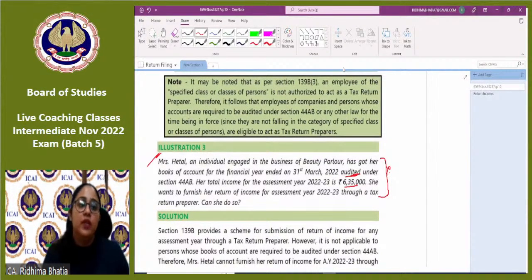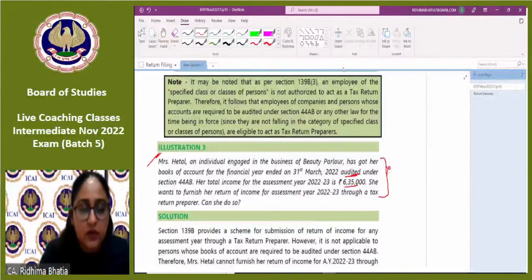Okay? Whenever you're applying for PAN, you will have to quote your Aadhaar number. When you're filing your return of income, you have to quote your Aadhaar number. Okay? And then go through the list of who can verify the returns, and you would be good to go for this chapter.